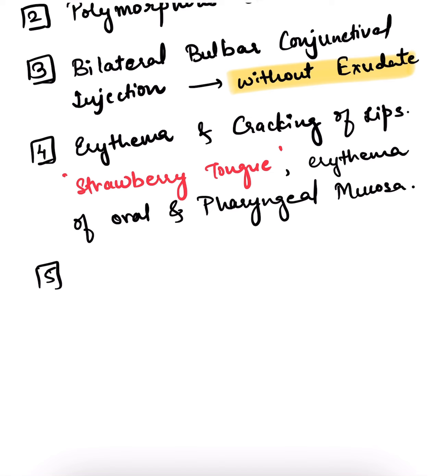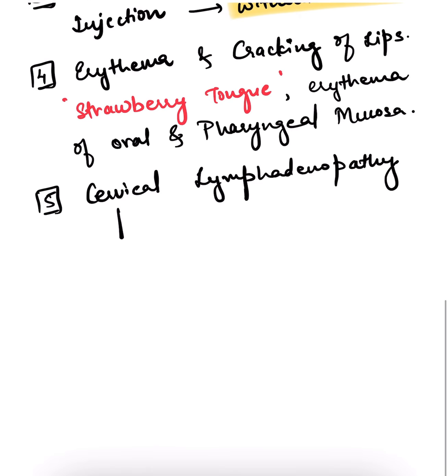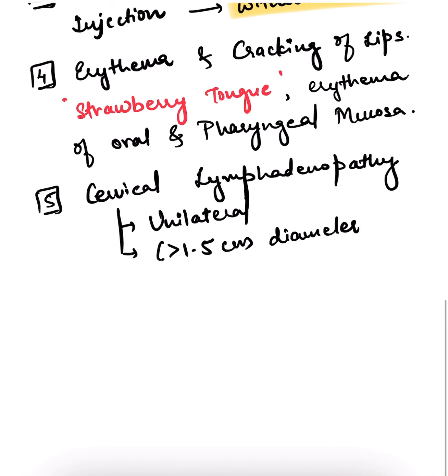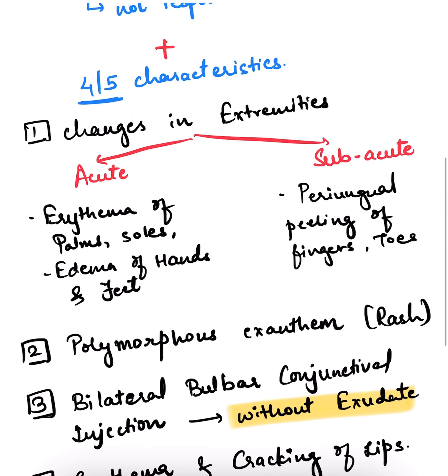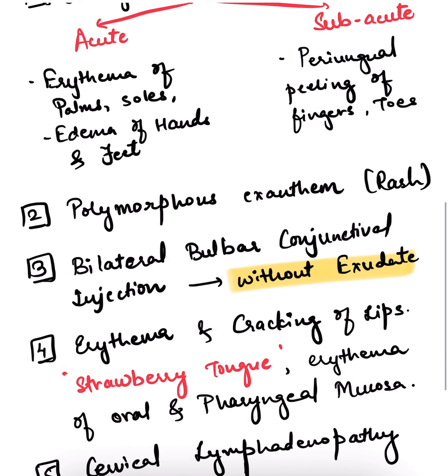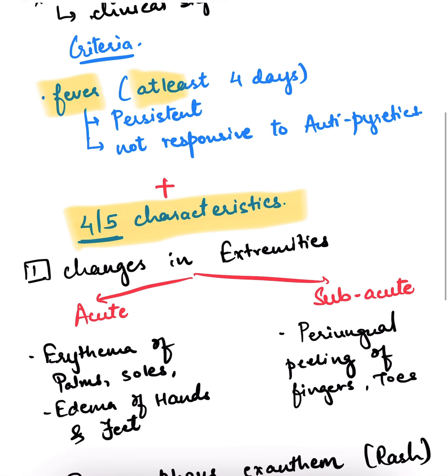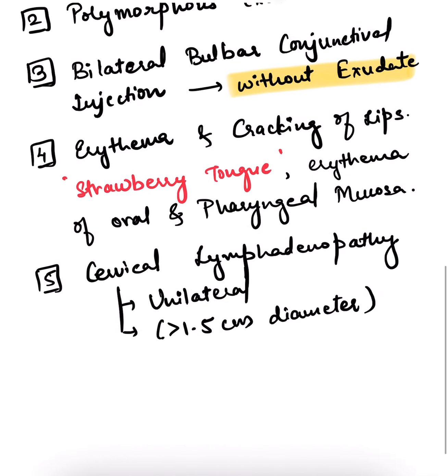The fifth is cervical lymphadenopathy. It is mostly unilateral and the diameter should be more than 1.5 centimeters. So as mentioned earlier, 4 out of 5 characteristics should be seen, and fever for at least 4 days, which is persistent and non-responsive to antipyretics, is the diagnostic criteria.